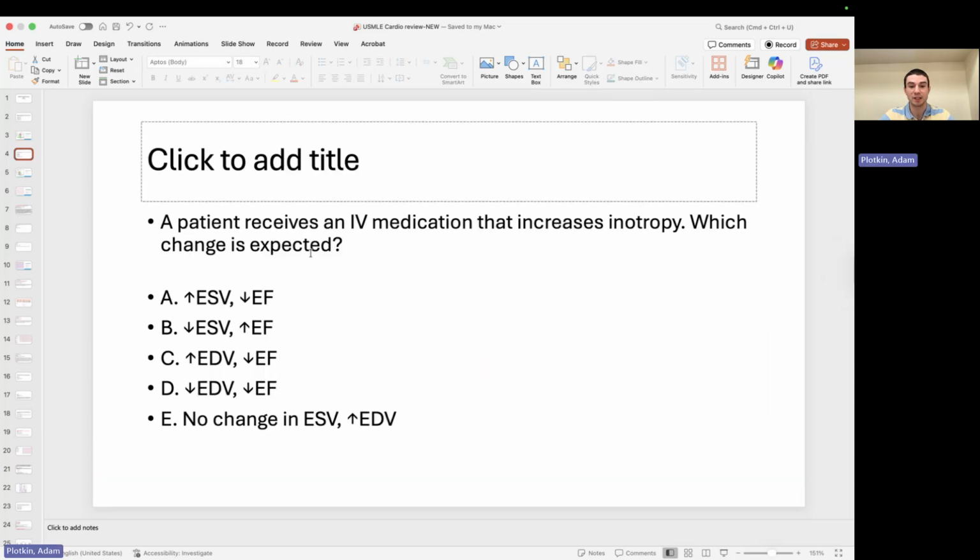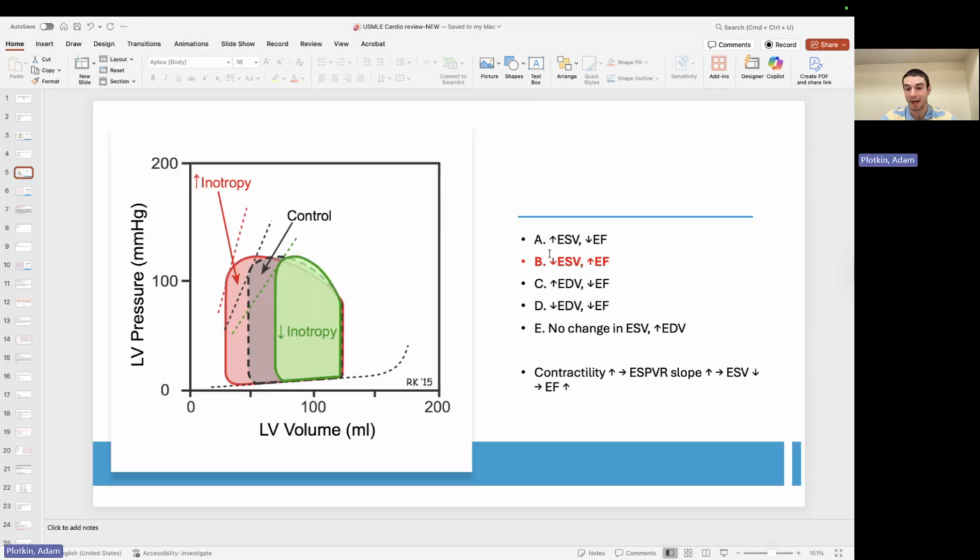All right, a patient received an IV medication that increases inotropy. Which change is expected? So look through A through E, pause your screen and consider. So here again, it's going to be B. The end systolic volume should be low, right? And the ejection fraction should go up.